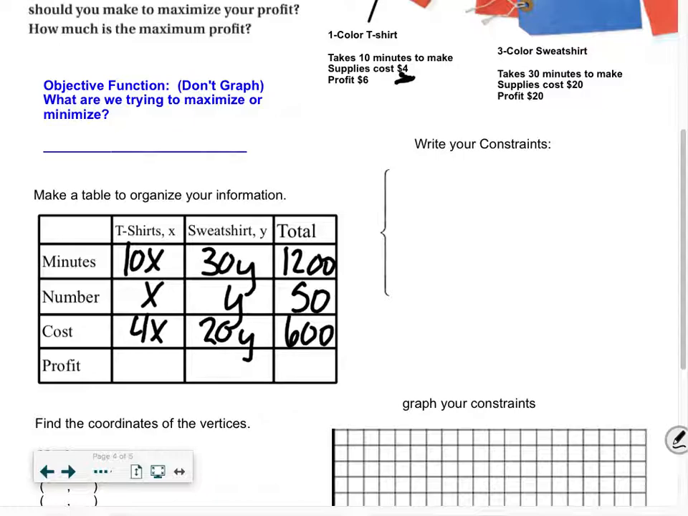And then same for 20Y. Profit, how much am I gonna make? 6. Profit right here, $6 for t-shirts. How much for sweatshirts? 20. My total, I don't know. That's what I gotta figure out. Question mark. Or 6X plus 20Y. Yeah, question mark. That's fine.